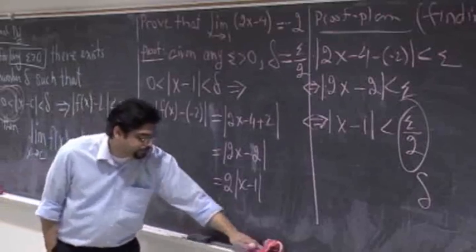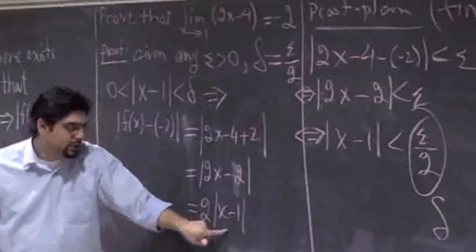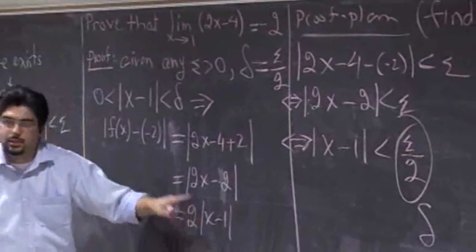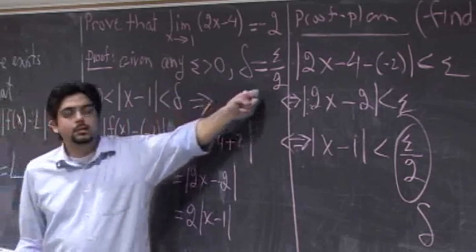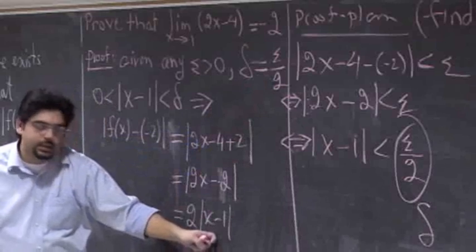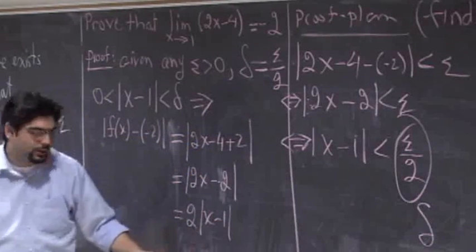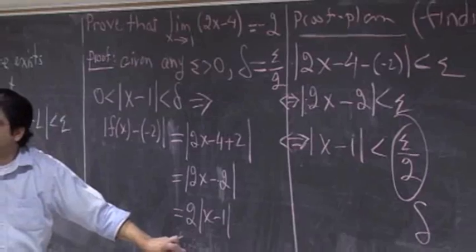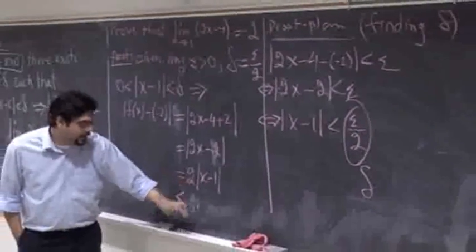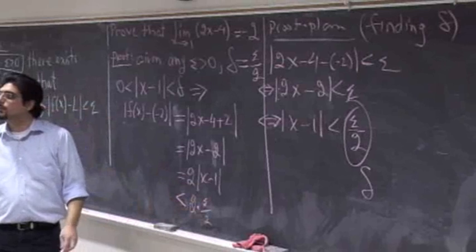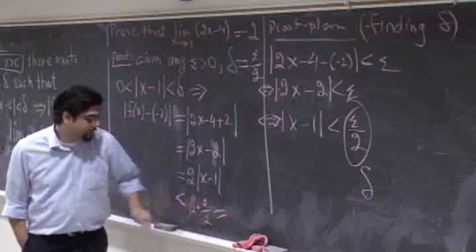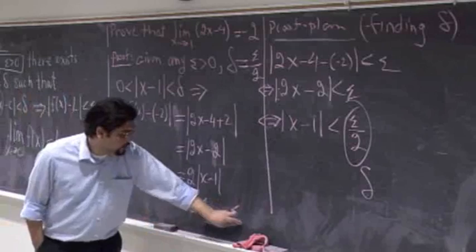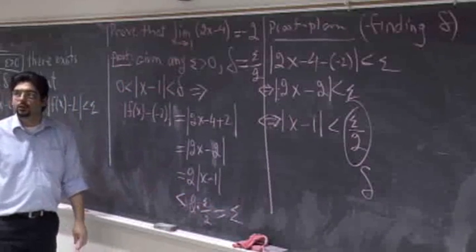But now, x minus 1 is less than delta, right? That's the premise we're working with. But what's delta? Epsilon over 2. So this quantity is less than epsilon over 2. So now we have less than. 2 is 2. But this is less than epsilon over 2. Okay? Which is equal to epsilon.